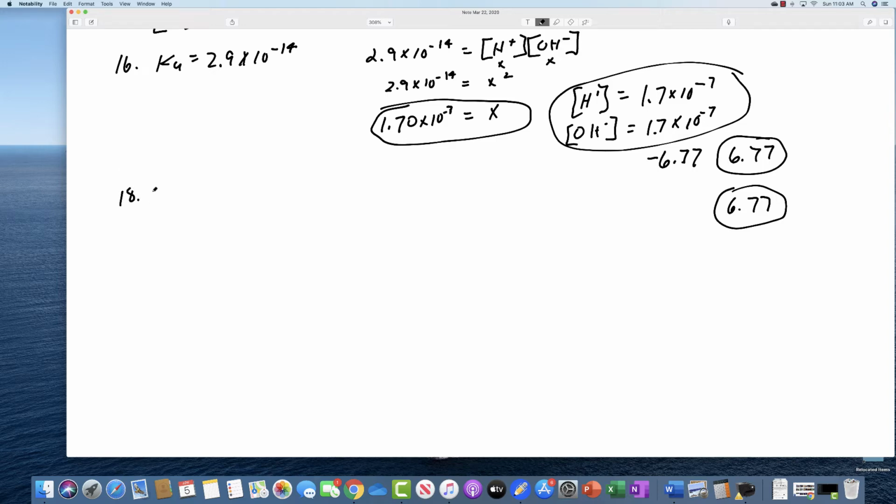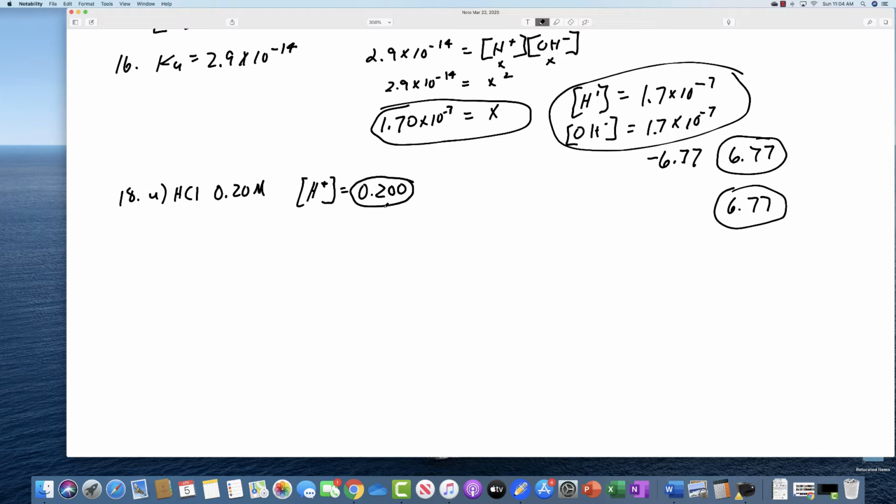The first one is hydrochloric acid, 0.200 molar. This tells you that the hydrogen ion concentration is equal to 0.200 because this ionizes completely, okay? So the question is, again, the pH. So the pH of that would be the negative log of this hydrogen ion concentration.